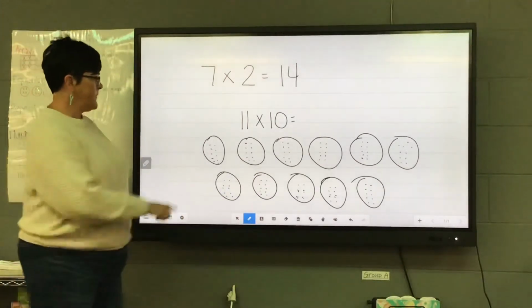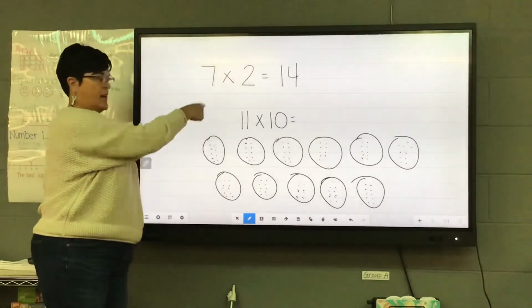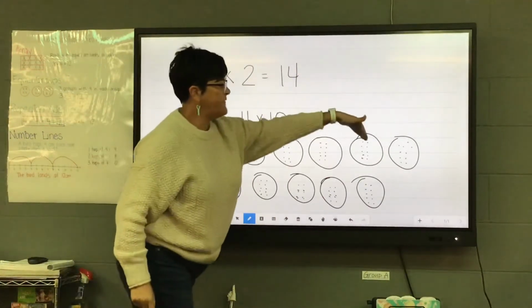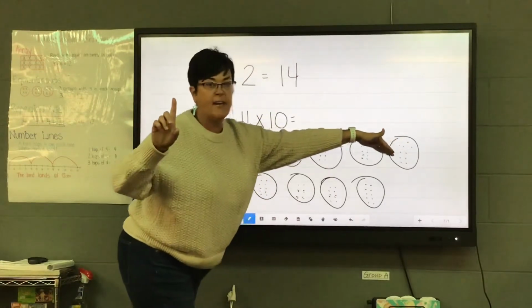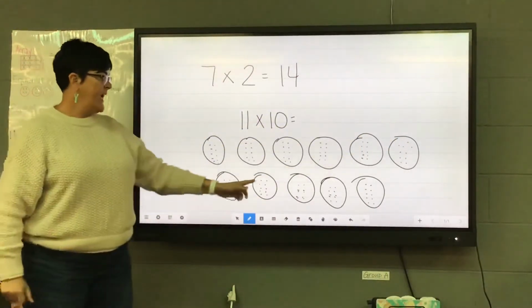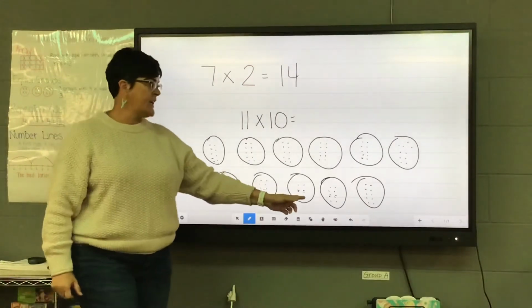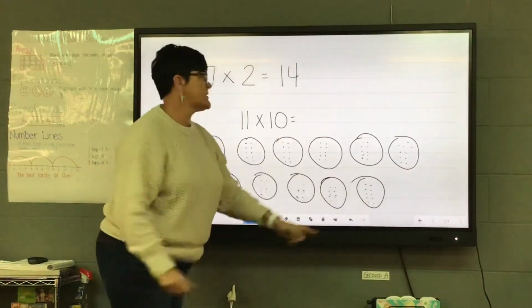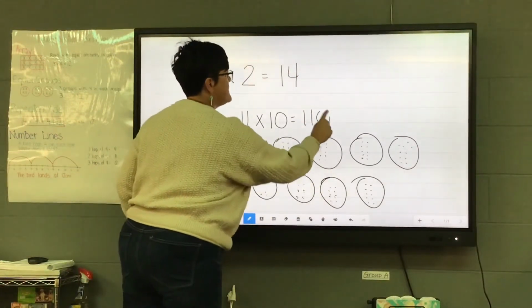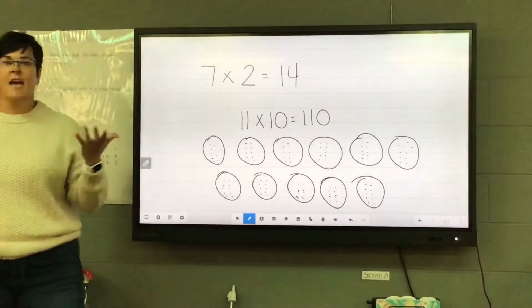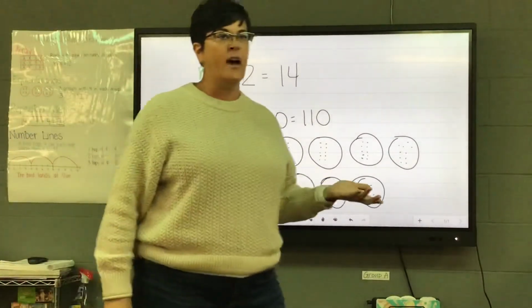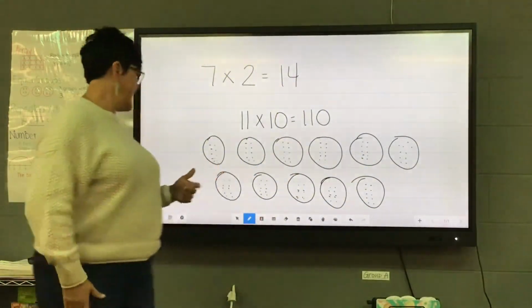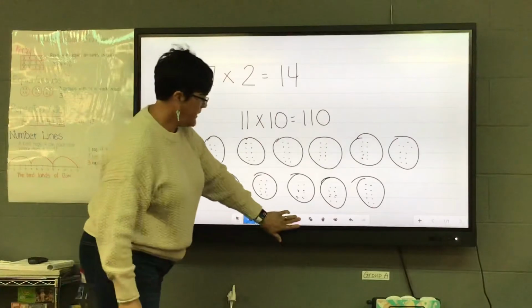So count with me. We have 10, 20, 30, 40, 50, 60, but we're not done. 70, 80, 90, 100, 110. Awesome job. So 11 times 10 gives us a product of what? 110. Erase your desks.